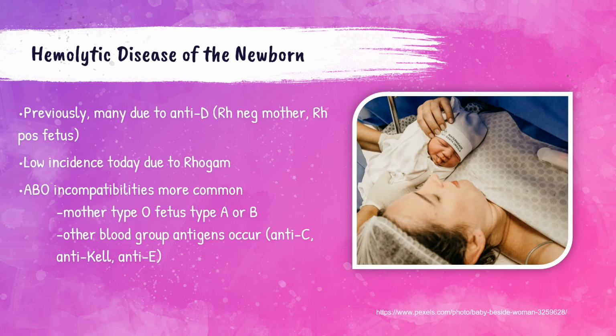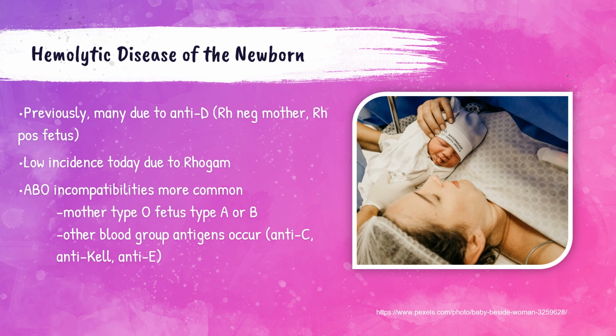Hemolytic disease of the newborn is a condition that occurs when there is an incompatibility between the blood types of the mother and baby. It used to most commonly occur due to anti-D antibodies. So what would happen is an Rh negative mother would get pregnant with an Rh positive fetus. And on delivery, that Rh positive blood from the baby would mix with the mother's blood. And the mother would develop an antibody towards that Rh positive status, which is caused by D, big D. So she would develop an anti-D antibody.